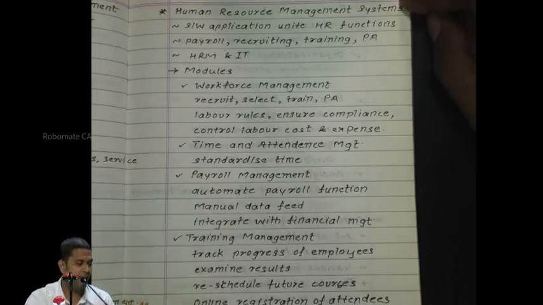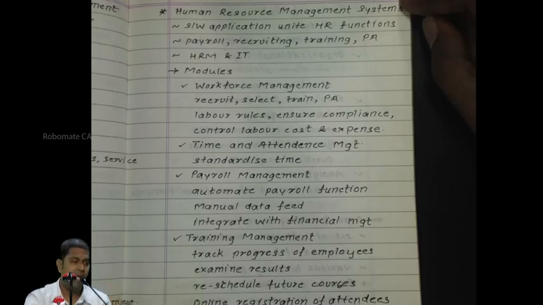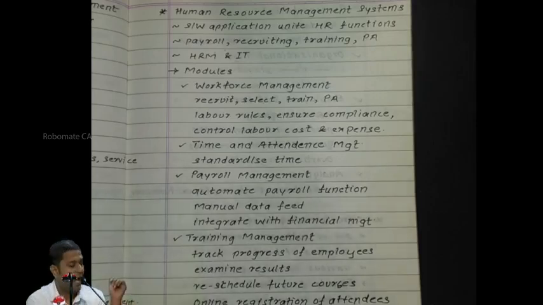Human resource management is about recruiting, selecting, training, giving the right job to the right person, performance appraisal, and then promotions, demotions, whatever required. All these things come under human resource management. And a human resource management system means doing the same thing with the help of computers. It is a software application which integrates itself with the HR function. An HR function means payroll, how much salary is to be given, recruiting, training, performance appraisal. It's a combination of human resource management and information technology.